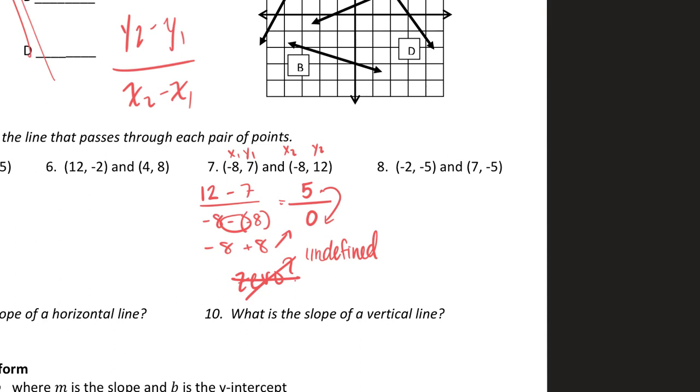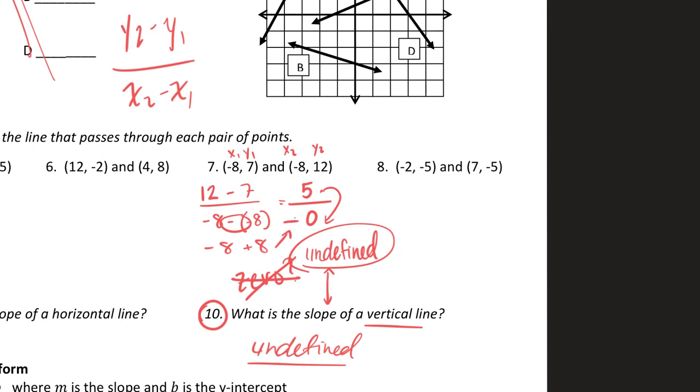A line that has a slope that is undefined looks like this. It is a vertical line. So now if you look down at number 10, it says what is the slope of a vertical line? Well, we just talked about it right here. A vertical line has a slope that is undefined. Remember, if a 0 is on the bottom of a fraction, it is undefined.